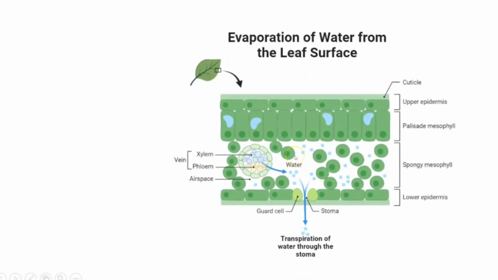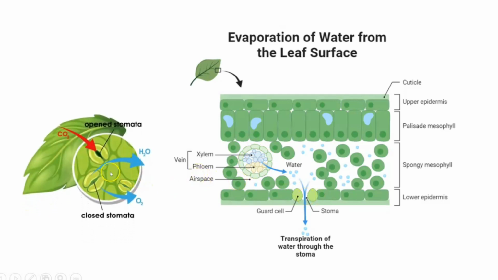So what happens in the leaves? In leaves, evaporation of water molecules takes place through the small opening called the stomata. And in the leaves also, it has the vascular bundle, xylem and phloem. And what is the function of the stomata? Stomata are the tiny pores we can see in the leaf surface. It helps in the absorption of carbon dioxide from the atmosphere, and it releases water and oxygen.